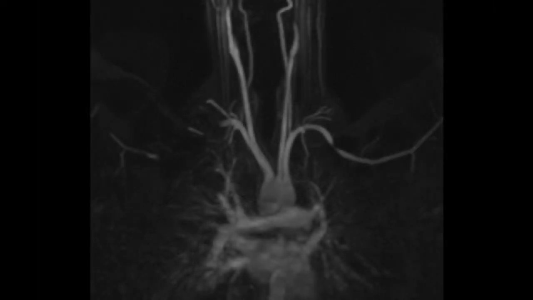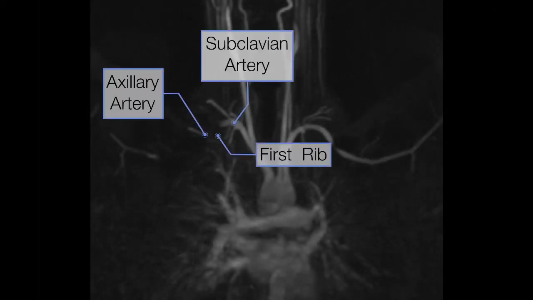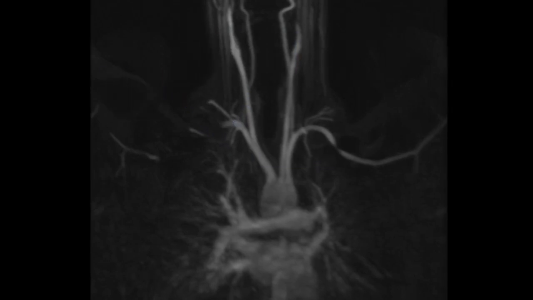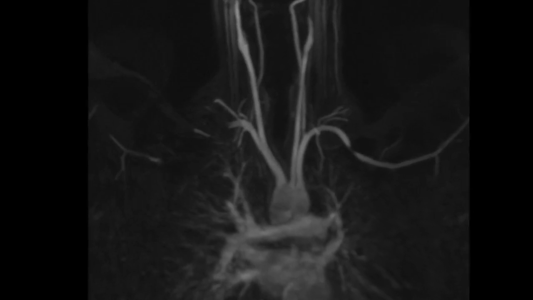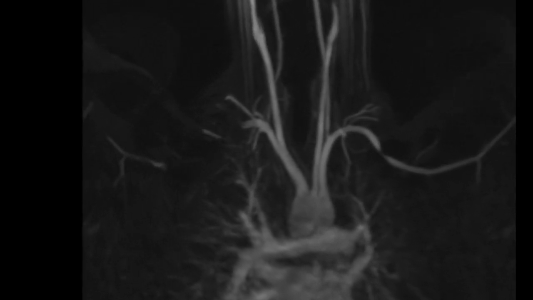MR angiogram performed at the same time demonstrates an abrupt termination of the right subclavian artery as it approaches the first rib. Close-up images demonstrate trace distal reconstitution of the right axillary artery, but clearly there's severe compromise of arterial blood flow to the right upper extremity.